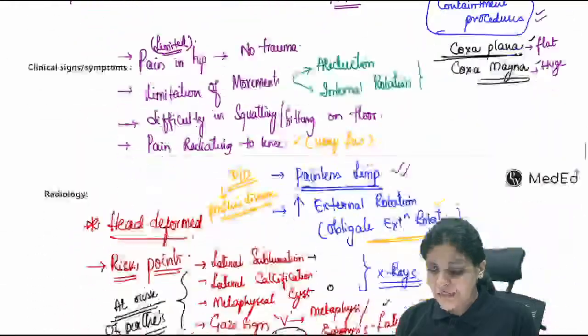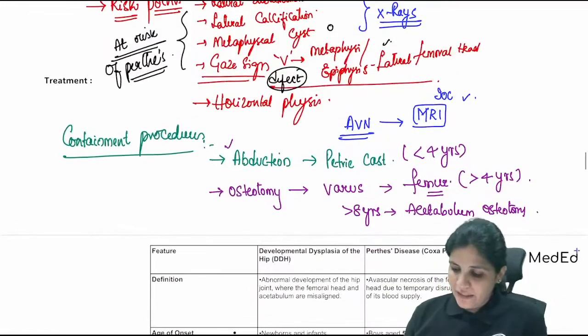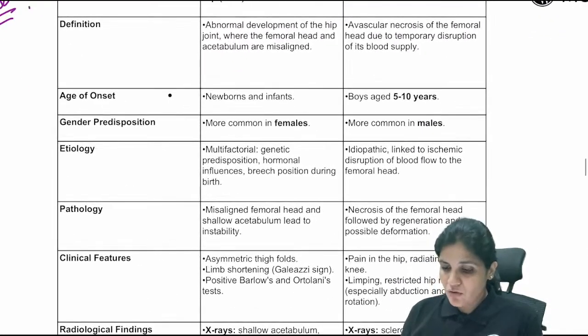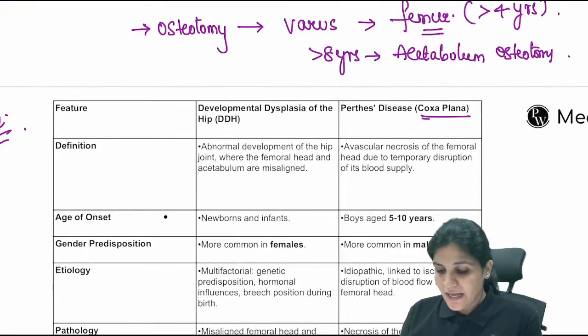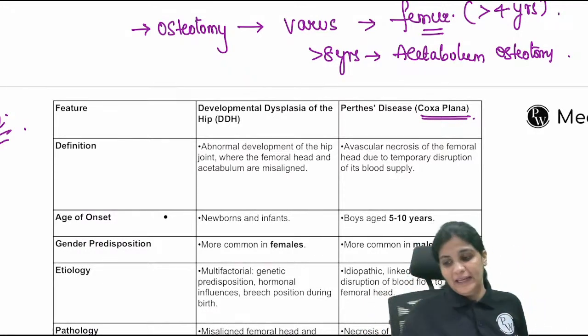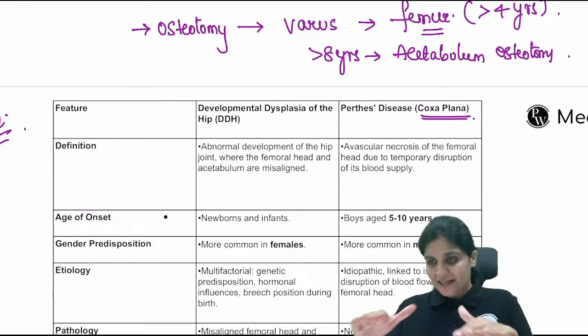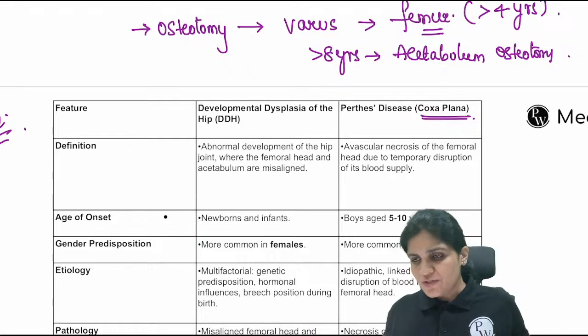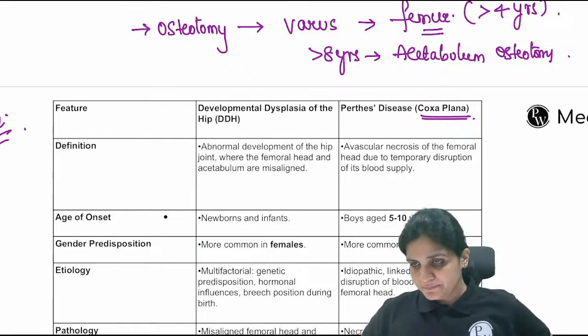Is that clear, guys? So now there has been a question which was asked, can you differentiate between DDH and Perthes? So Perthes is also called coxa plana, as we have discussed. Plana means the head is becoming plain, or flat. The surface has become flat. Can we do a skin traction? No, skin traction doesn't help here.